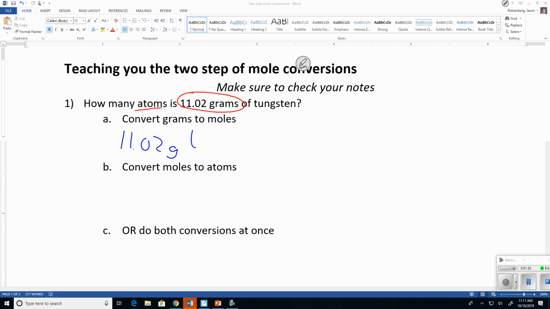11.2 grams of tungsten, which is W. It's Homecoming Thursday. We have to represent with W, right? Yeah.